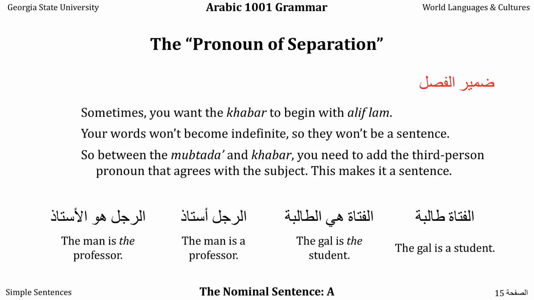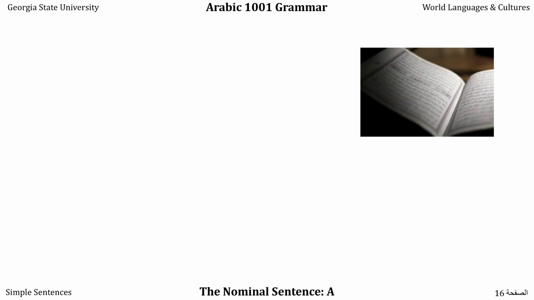We've made at-taliba definite, and then to turn it back into a sentence, we put hiya, she, in between the two of them. Same thing with a masculine example. Ar-rajul ustad, the man is a professor, but if we want to make him the professor, we put alif lam on ustad and make it al-ustad, and then put the pronoun huwa in between the two of them because it agrees with ar-rajul. So the man is the professor. So let's put all three patterns on one slide for masculine and feminine to make it easier for you.